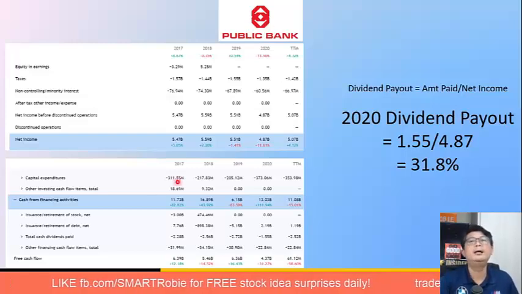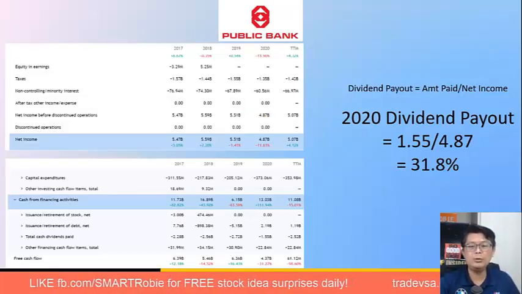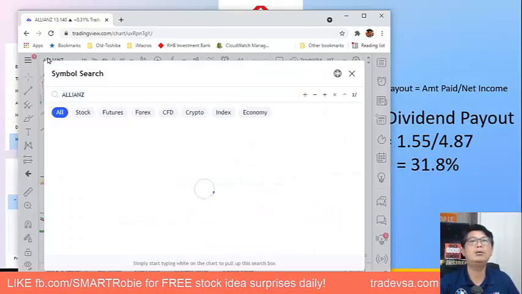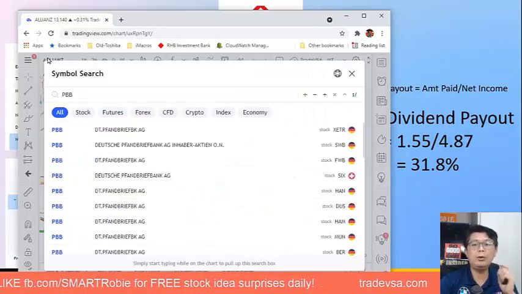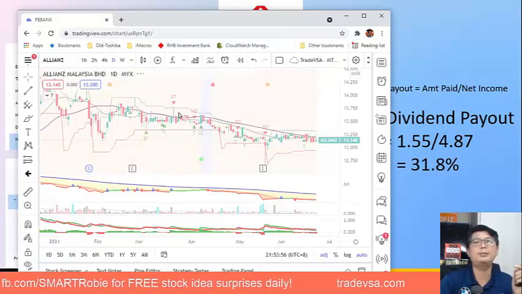So what we want to see here is the balance sheet. Now this, you can get it from TradingView, and for those of you who have TradingView, I just want to show you how to do that. Okay, you go on to Public Bank. Now if you don't have TradingView, ensure you get a copy of TradingView from the website here.